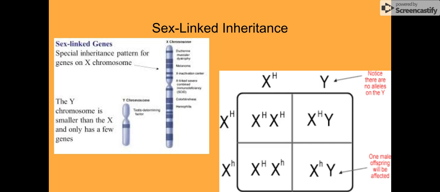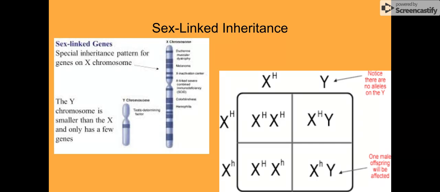The majority of genes that are carried on the X chromosome are not related to sex. If these genes are a little bit off, this can cause Duchenne muscular dystrophy, which is the weakening of muscles and loss of coordination. Hemophilia is the inability to have normal blood clotting. That's also on the X chromosome.